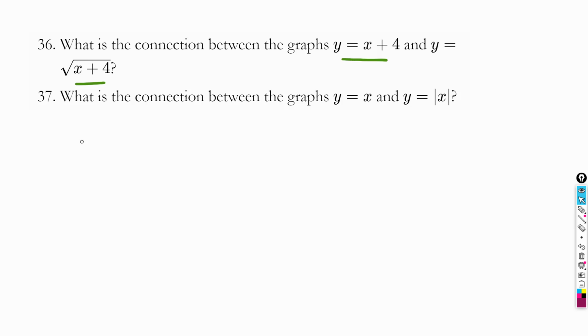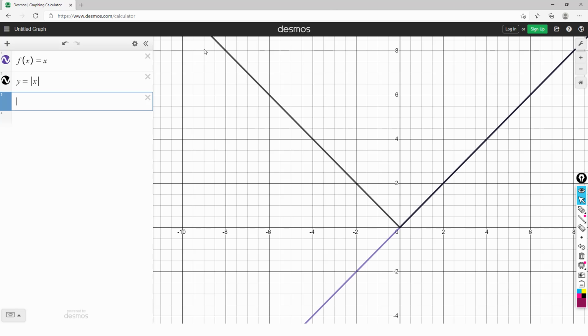Okay, so for question number 37, we're looking at the connection between the graphs y equals x and y equals absolute value of x. So we see here on Desmos that y equals x, or also known as f of x equals x, is a purple line. However, when you take the absolute value, notice how we're making everything positive. What used to be -2 here gets flipped up to be +2 here. What used to be -4 here gets flipped up to be +4 here. So from now on, please memorize the absolute value of x is based off the original graph here, x. However, it all flips up to be positive, so it looks like a V.